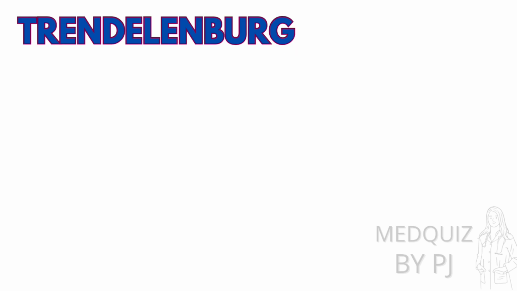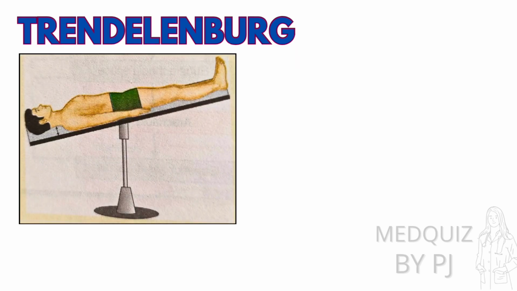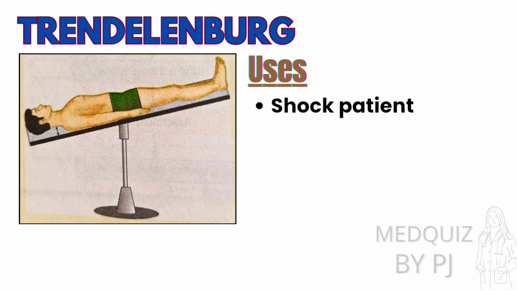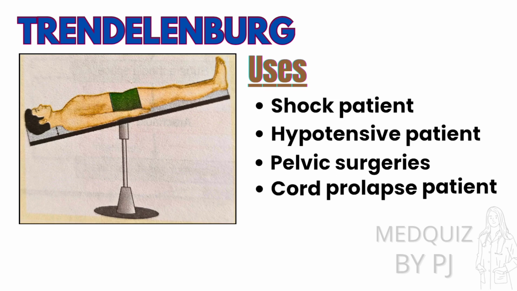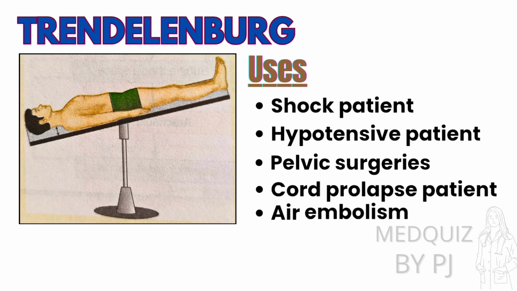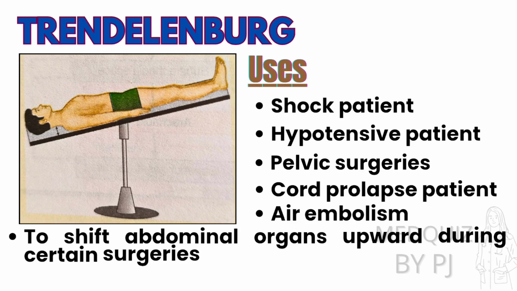Trendelenburg. Patient is lying on the back with arms on the side. In this position, the bed is positioned in such a way that the head of the bed is lower than the foot of the patient, and there is no flexion at the waist level. Uses. Shock patient. Hypotensive patient. Pelvic surgeries. Cord prolapse patient. Air embolism. To shift abdominal organs upward during certain surgeries.